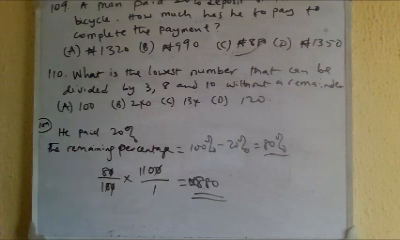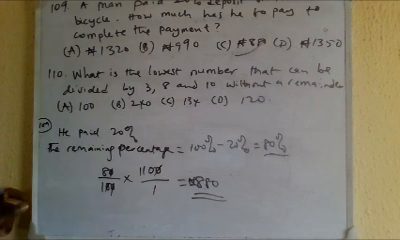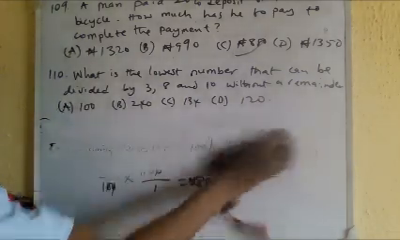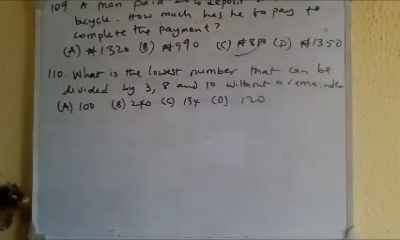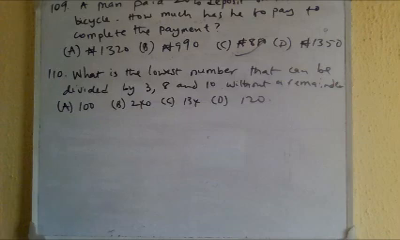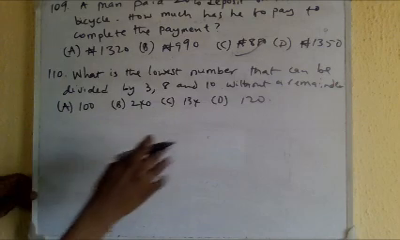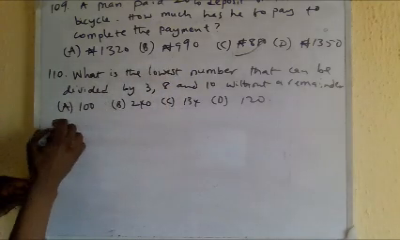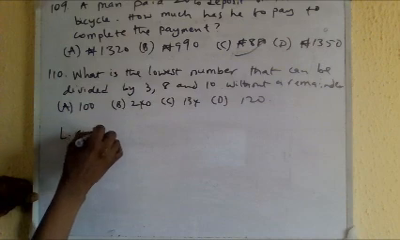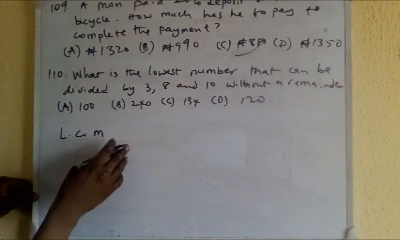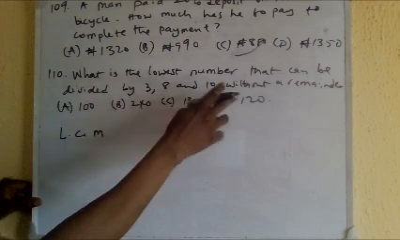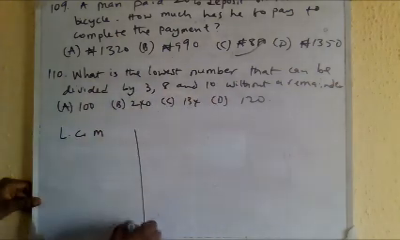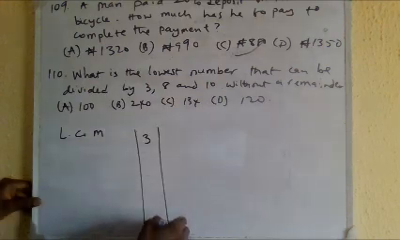So we have another question following it, number 110. It's saying, what is the lowest number that can be divided by 3, 8, and 10 without remainder? What they are defining here is LCM. LCM is the least common multiple, the lowest common multiple that can go into all these numbers without any remainder. So I will just find the LCM of 3, 8, and 10.